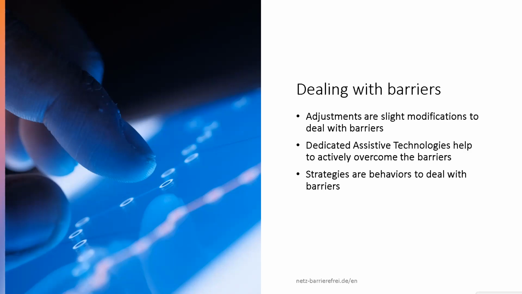There are different ways how to deal with barriers. The first thing is adjustments. That means that you adjust, for example, the colors on your operating system, PC, or smartphone to make it easier to recognize elements on the screen.